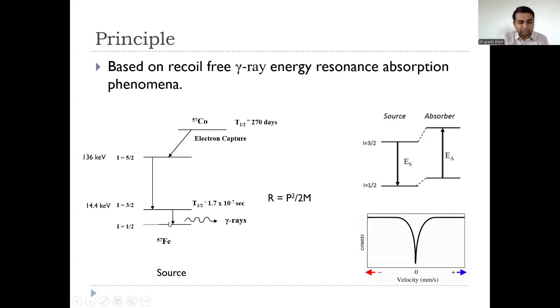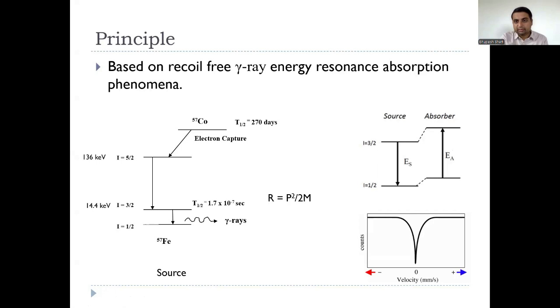This is about the source material, and it emits the gamma radiation. Let's consider this figure. Over here we have a source material and over here we have an absorber material, that is, the sample material. So when the nucleus comes from the excited state to the ground state, it will emit gamma radiation of 14.4 kilo electron volt.